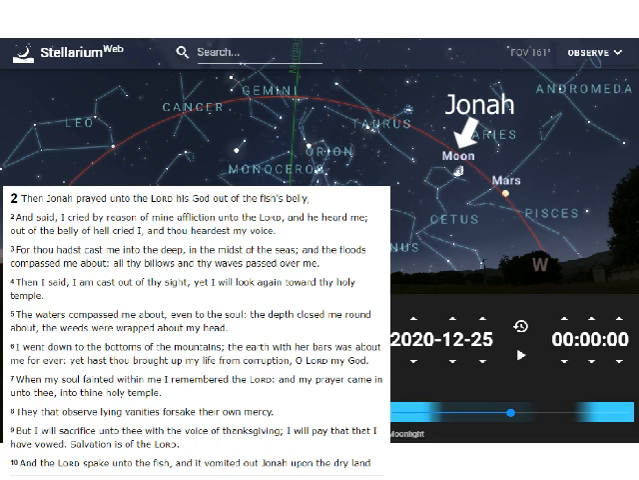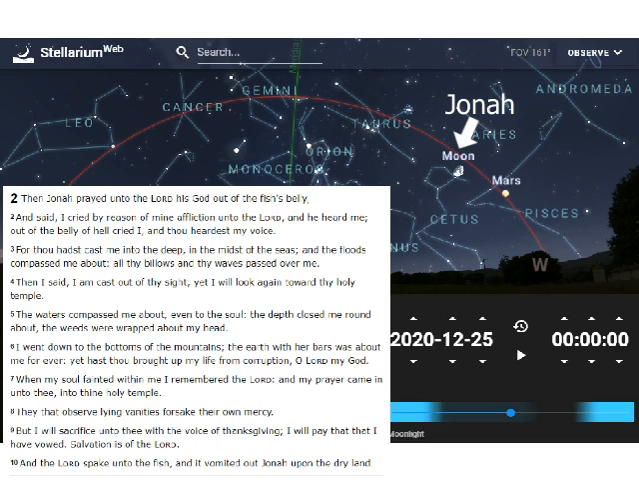Chapter 2. So after 3 days, right, of being in the belly of the whale, this is where the story picks up. Then Jonah prayed unto the Lord his God out of the fish's belly, and said, I cried by reason of mine affliction unto the Lord, and he heard me. Out of the belly of hell cried I, and thou heardest my voice. For thou hast cast me into the deep, in the midst of the seas, and the floods compassed me about. All thy billows and all thy waves passed over me. Then I said, I am cast out of thy sight, yet I will look again toward thy holy temple. The waters compassed me about, even to the soul. The depth closed me round about, and the weeds were wrapped around my head. I went down to the bottoms of the mountains. The earth with her bars was about me forever.